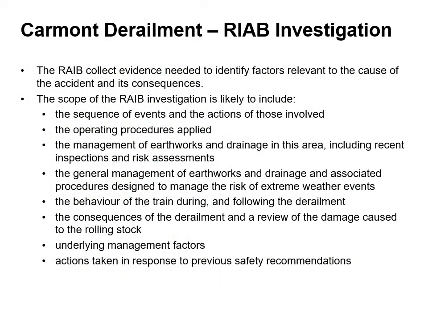The RAIB investigation is ongoing. They will collect evidence needed to identify the factors relevant to the cause of the accident and its consequences. The scope of the RAIB investigation is likely to include the sequence of events and the actions of those involved, the operating procedures applied, the management of earthworks and drainage in the area, the general management of earthworks and drainage and associated procedures designed to manage the risk of extreme weather events, the behaviour of the train during and following the derailment, the consequences of the derailment and a review of the damage caused to the rolling stock, underlying management factors, and the actions taken in response to the previous safety recommendations.